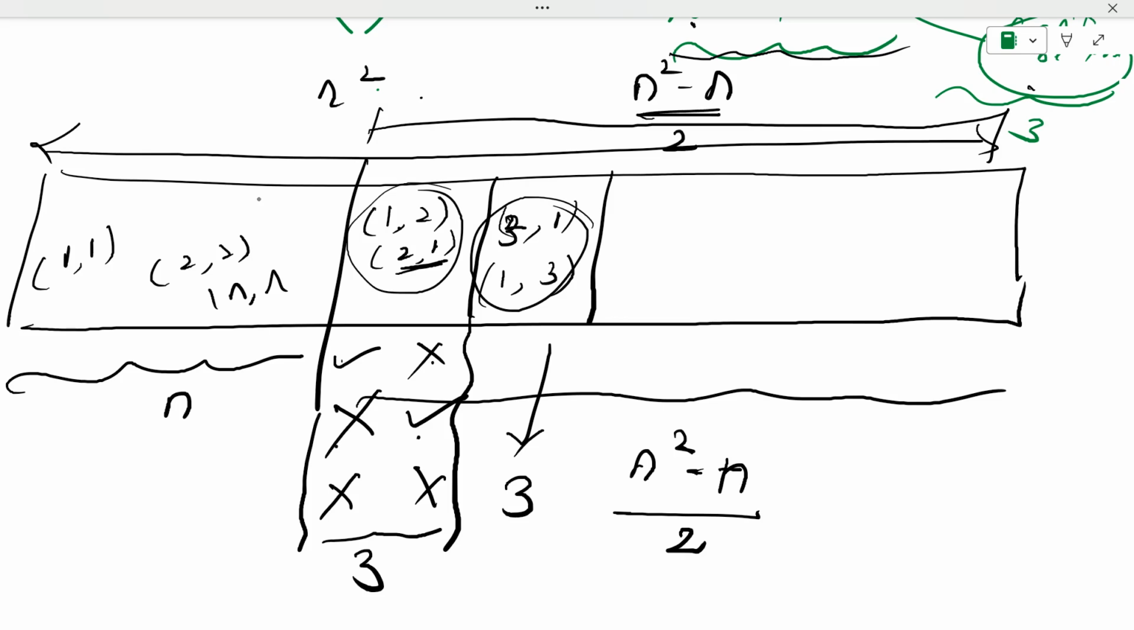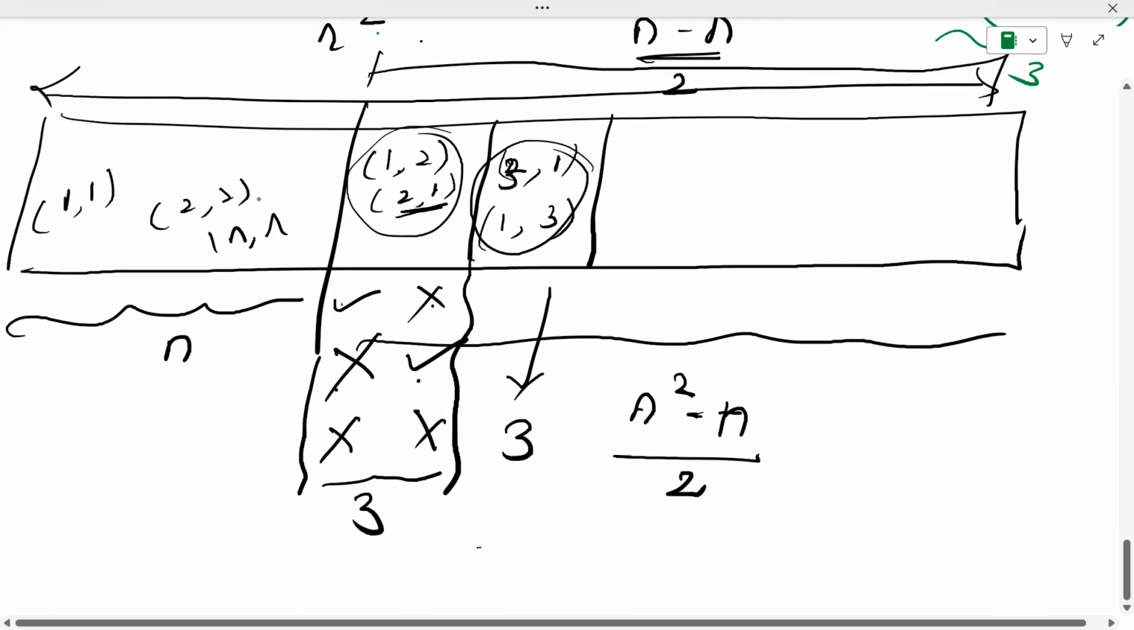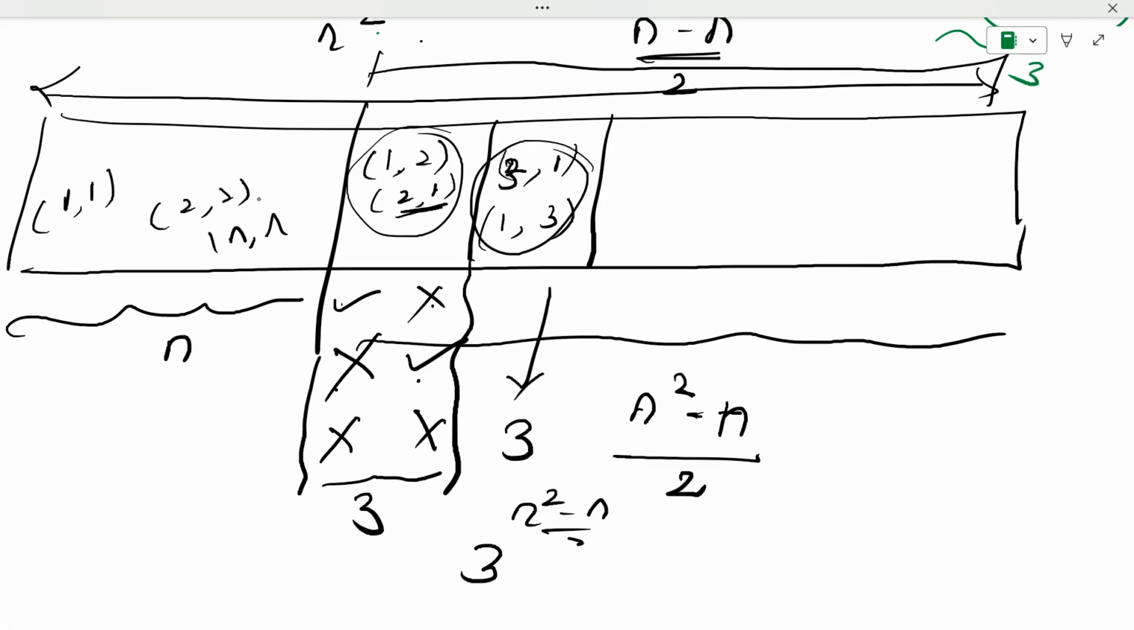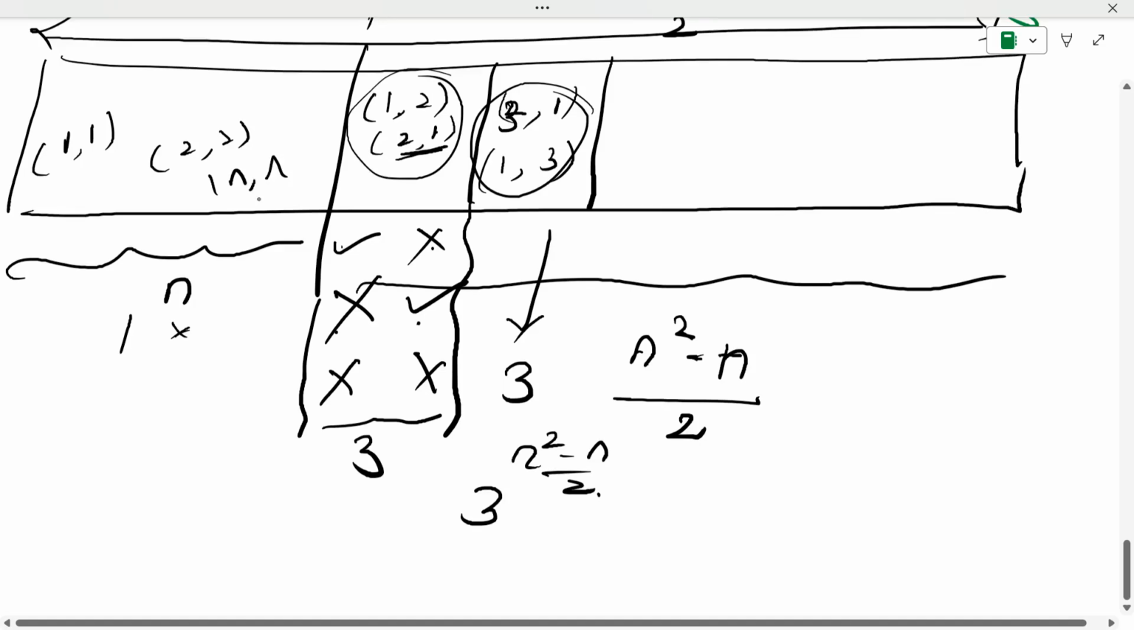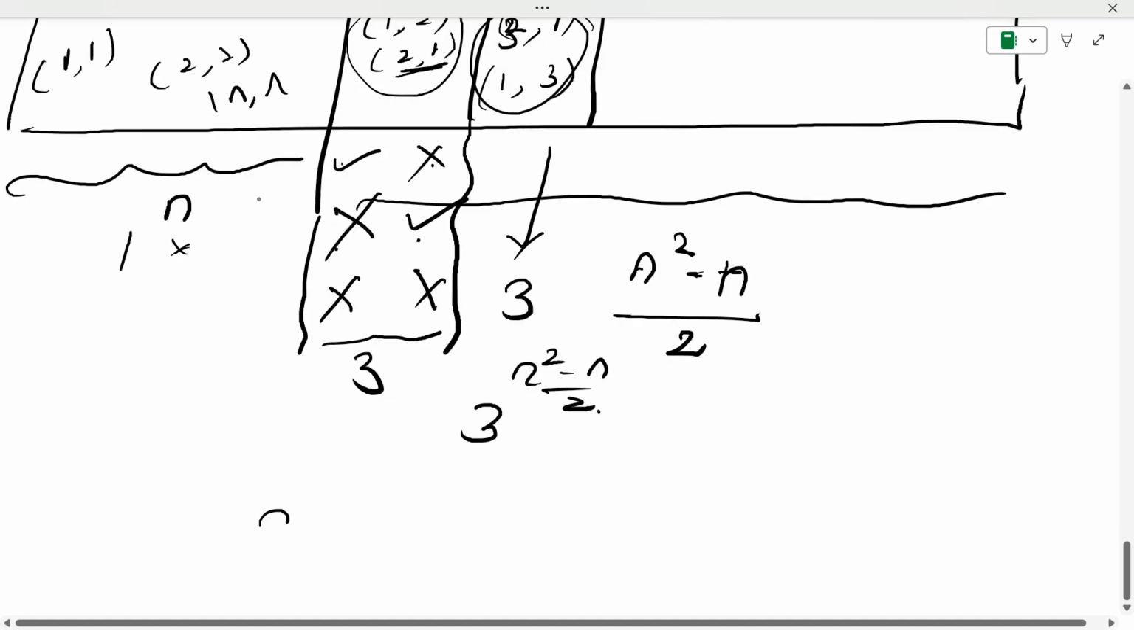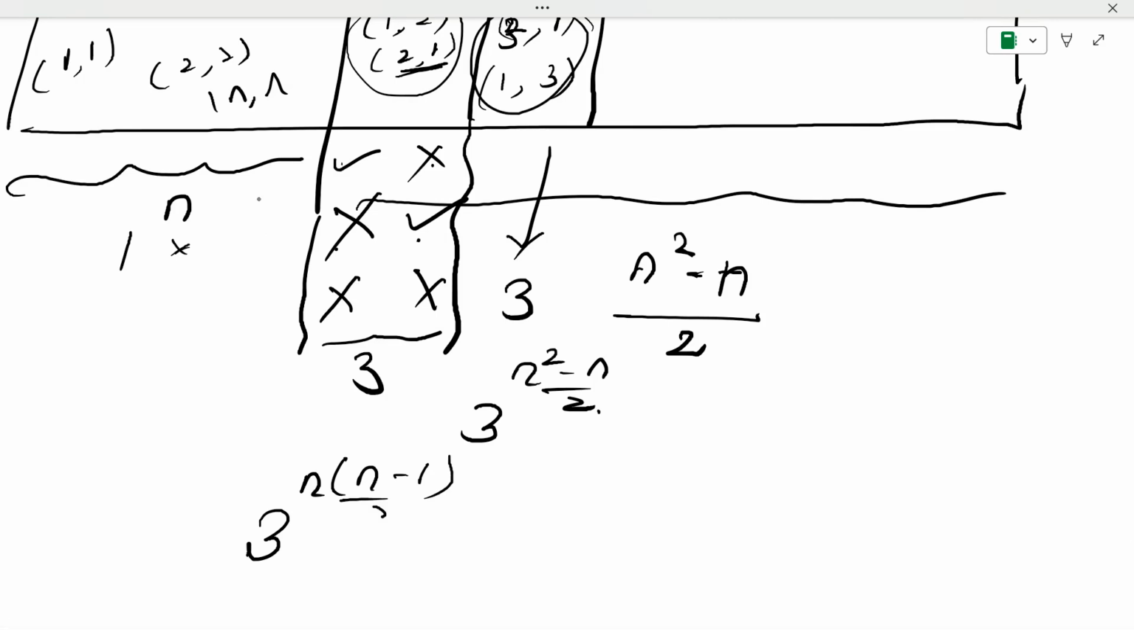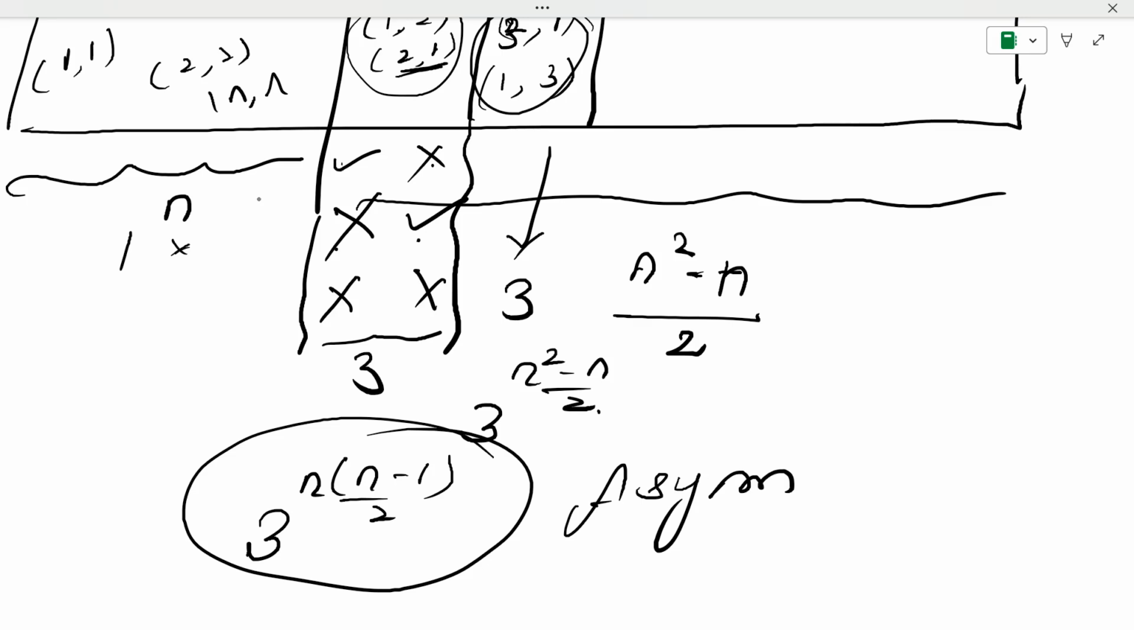So for n square minus n by 2, we have the possibilities like 3 raised to the power n square minus n by 2. And for the diagonal, it shouldn't be present, so 1 raised to the power n. So the total number of asymmetric relations on R we can write as 3 raised to the power n into n minus 1 by 2. So this is the total number of asymmetric relations on R.